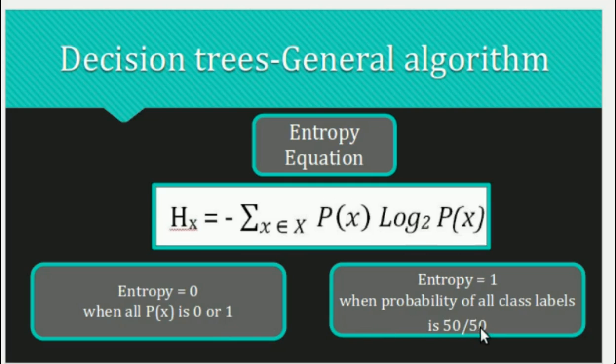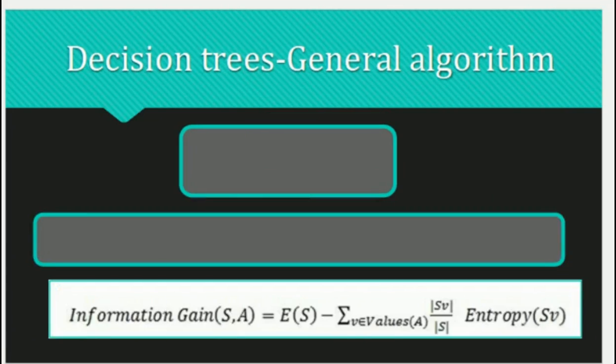Entropy X will get the maximum value, which is 1, when all the class labels have the same probability. In case of binary classification, entropy is equal to 1 if all the class labels have a probability of 50-50. Next, we will see how to calculate the information gain.